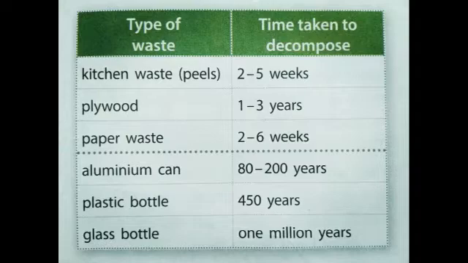Next, aluminium can takes 80 to 200 years to decompose. Plastic bottle 450 years. So imagine how many bottles we have used, children. Next, glass bottle 1 million years. So what you have to do, please use all these things wisely. Only as much as is needed you can use, and you have to recycle the things which are possible.